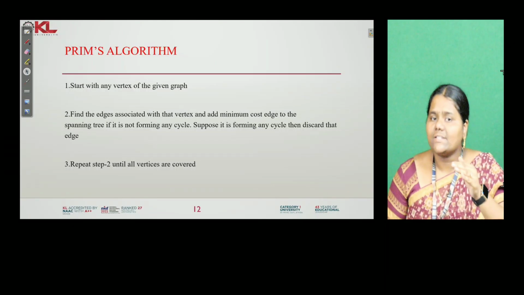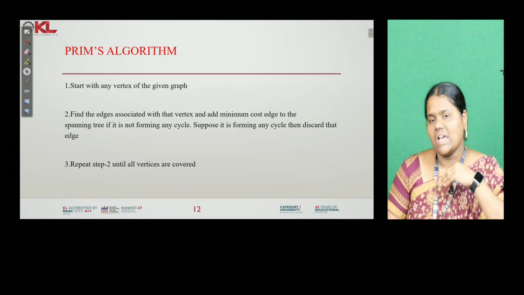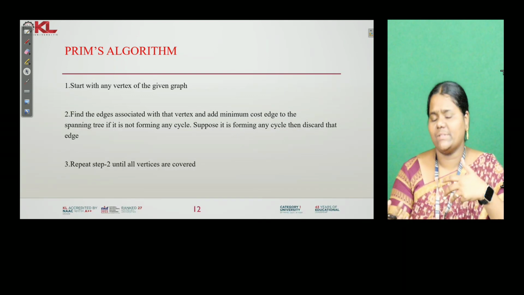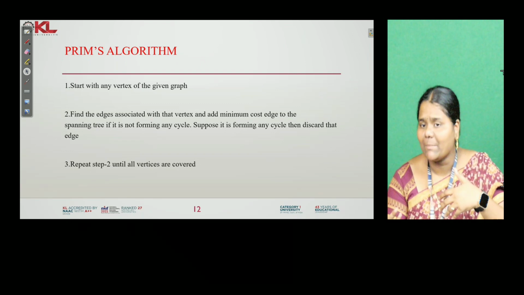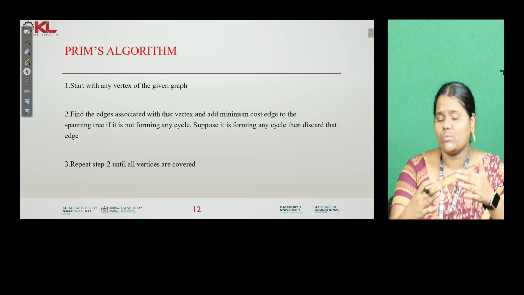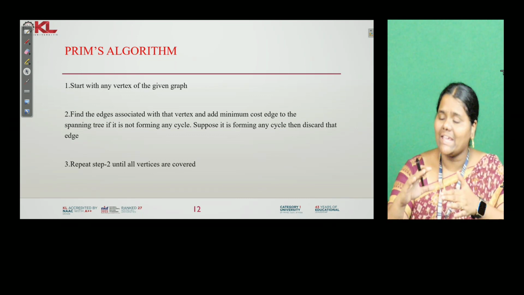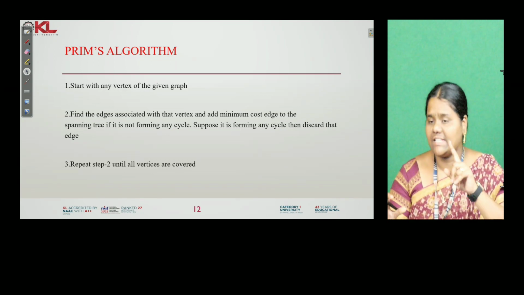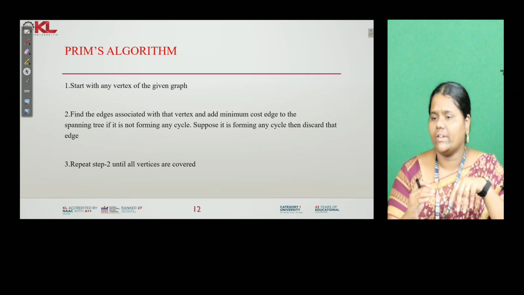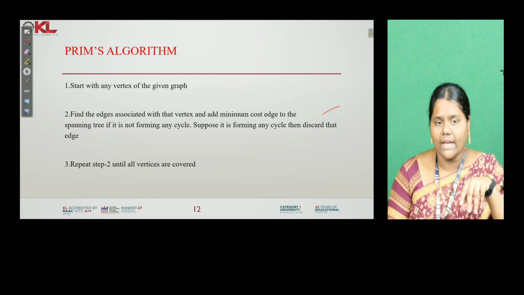First point, start with any vertex of the given graph. How can we follow Prim's algorithm? How can we find the minimum cost spanning tree by using Prim's algorithm? First, we have to start with any vertex of the given graph. This is the first point: start with any vertex of the given graph. What is the second point?